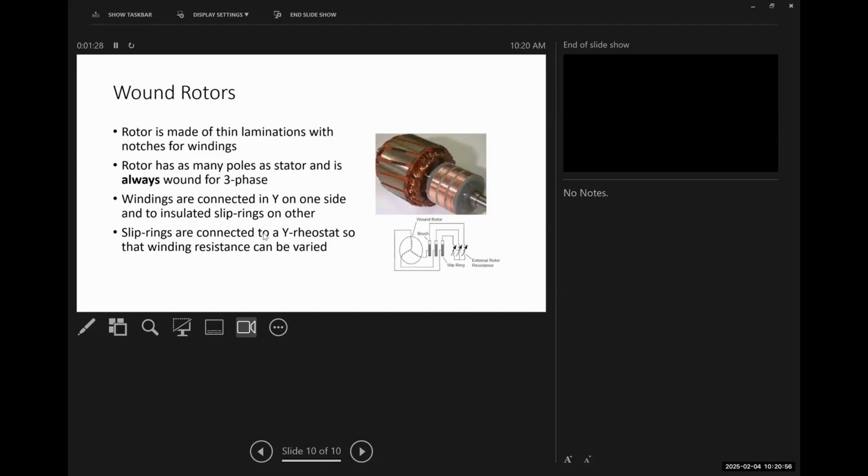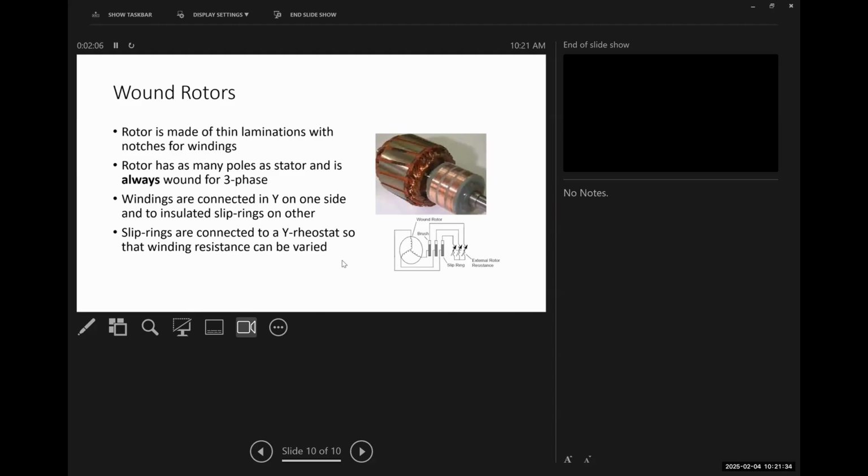The rotor in a wound rotor has to have as many poles as the stator. It is always wound for 3-phase, even if the stator isn't. The windings are connected in a Y configuration, and then they are connected to these slip rings. The slip rings are the concentric rings you see on the end of the shaft towards the bottom right-hand corner of the screen. This is just where contacts are made to energize the rotor.